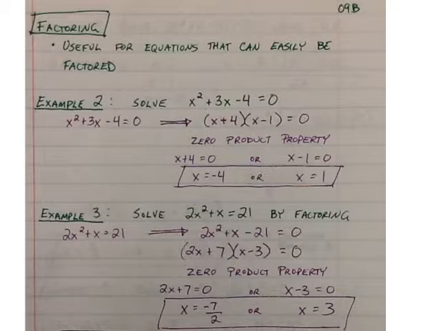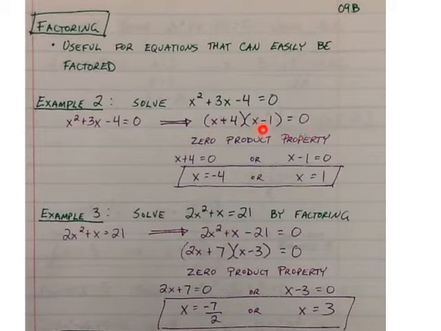So I gave us an example 2, solve x squared plus 3x minus 4 equals 0. The first thing I did was take this form and write it in the factored form. I encourage you to check out videos on factoring. I'll try to link to my video on factoring so you can brush up on that skill if you'd like. There are lots of different methods for factoring, so use whatever method works best for you.